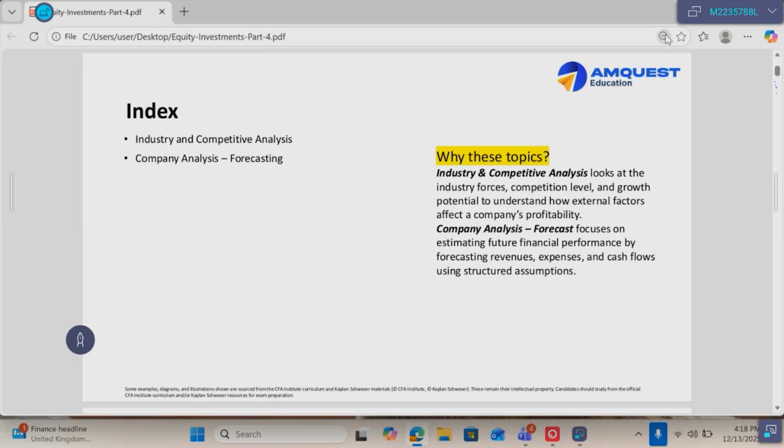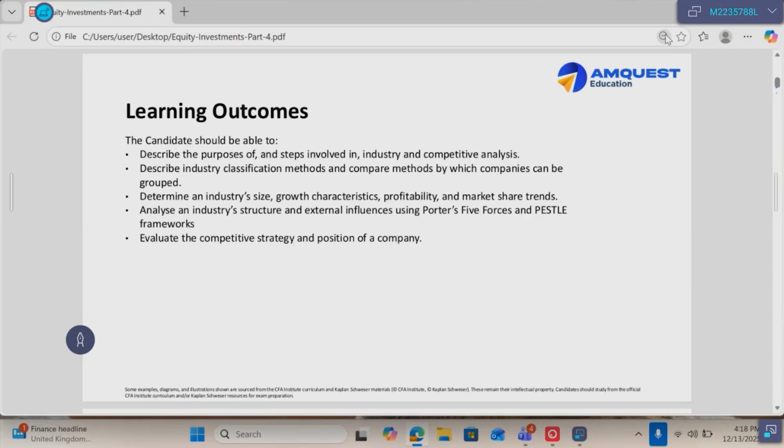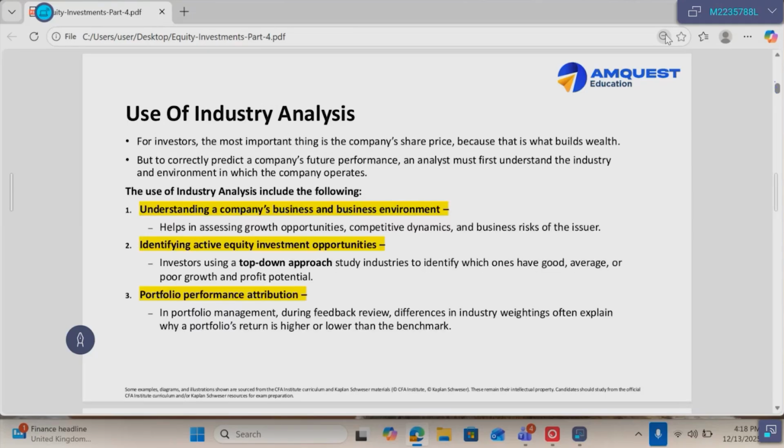So in this session, we'll be discussing industry and competitive analysis, and we'll also be seeing how to do forecasting of companies' revenues, expenses, cash flows, etc. by making some assumptions. So these are the learning outcomes which you can go through. So yeah, I'll give you some basic introduction.